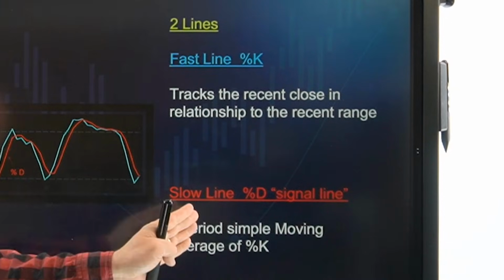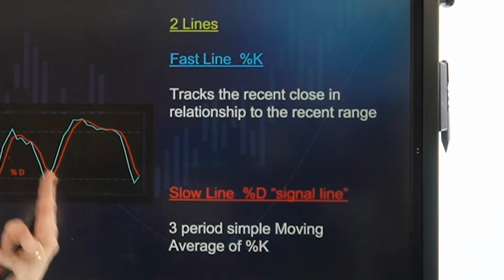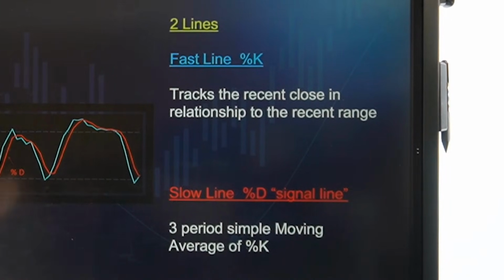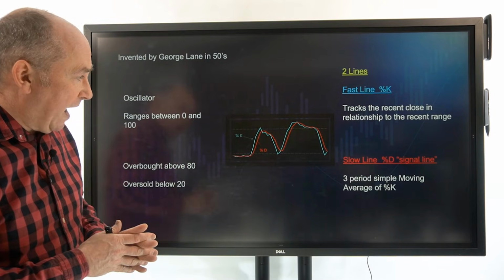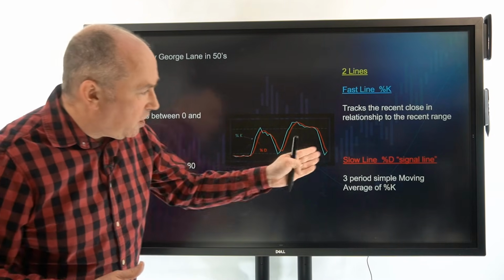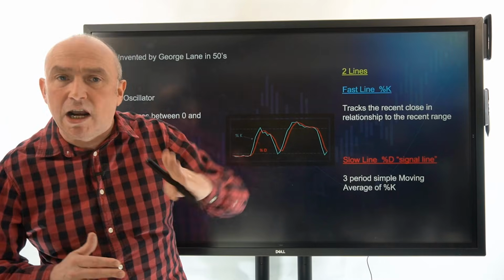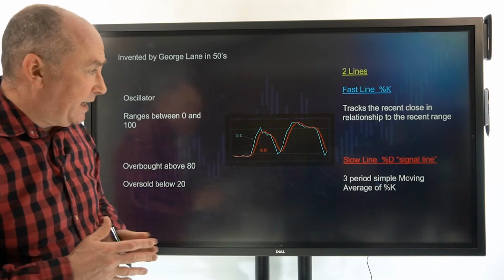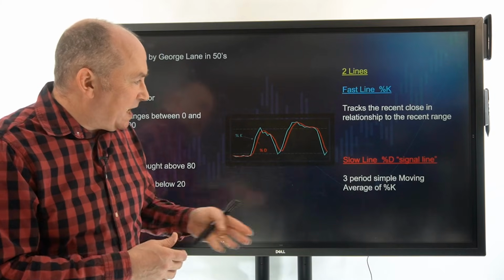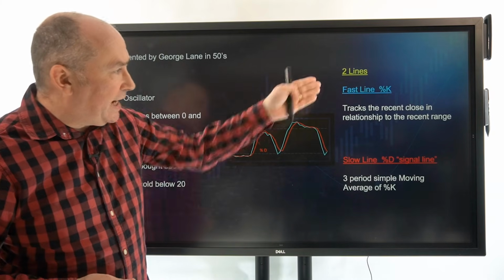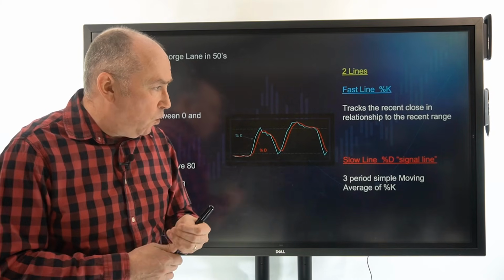Then you've got the slow line, which is simply a moving average. Default is a 3 period moving average of the percentage K line. If you understand moving averages, you'll understand that. If not, you can go and check that out. But basically, the slow line is a smoother line than the actual K line itself. For the sake of this lesson today, we're going to color the fast line, the K line, blue, and the slow line red.